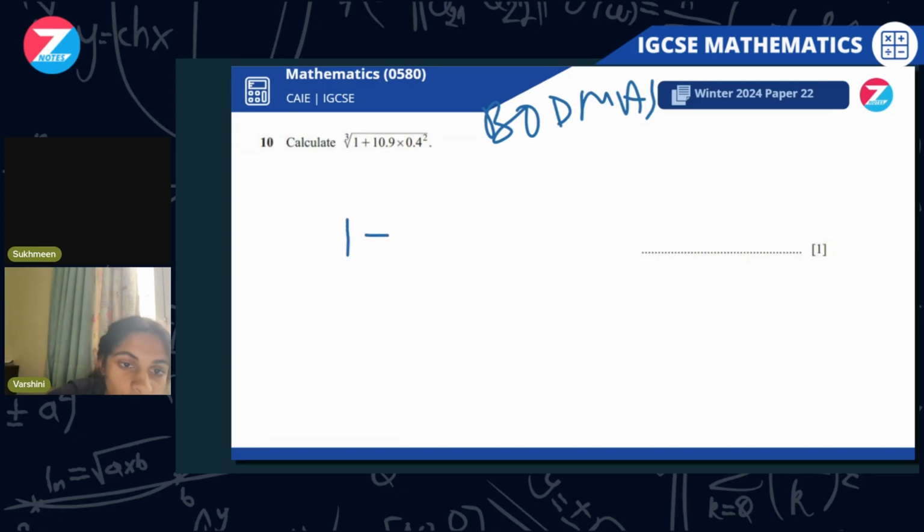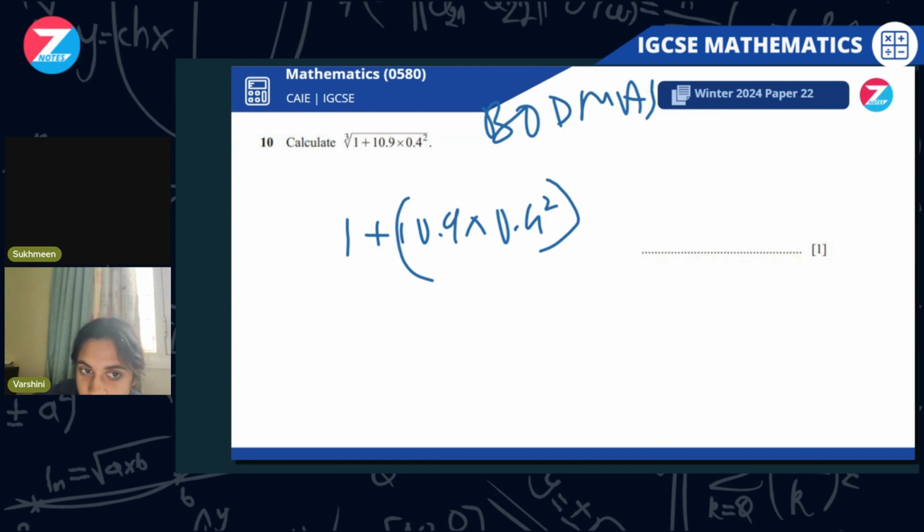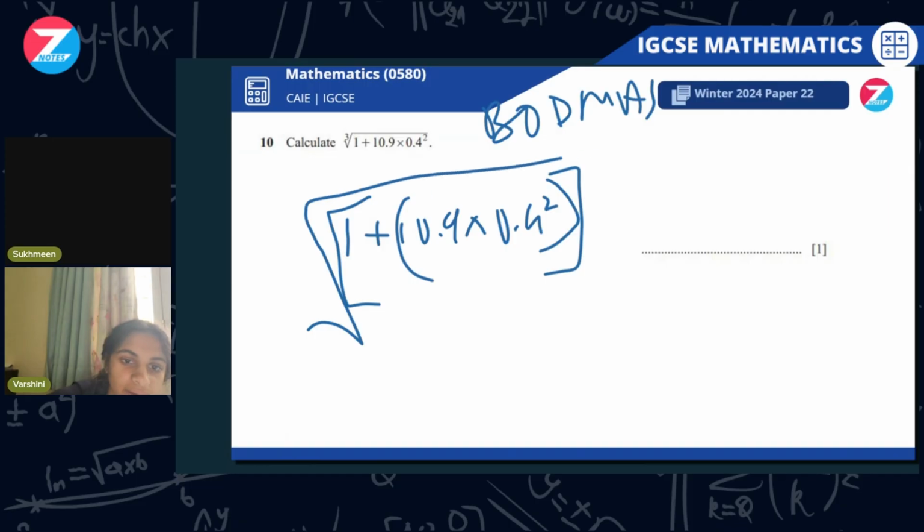So it's going to be 1 plus 10.9 into 0.4 squared. And we also know that it's just 0.4 squared. It's not 10.9 plus into 0.4 whole squared, or else they would have put the brackets there. Then we can add the final brackets on this if you want, and put this in a cube root. So now you can just put this directly into your calculator, and you should get 1.4.